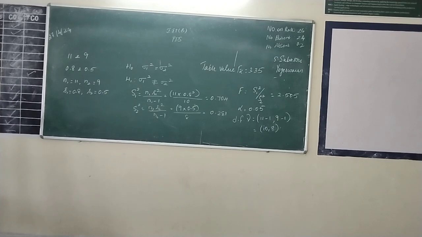Any doubt now? In some problems you will be given S1, S2 directly. In some problems you will be given discrete data. If you are given discrete data, what you have to do? You have to calculate small s1 square, small s2 square using the formula. In the previous problem you saw, and then you have to substitute and find F.